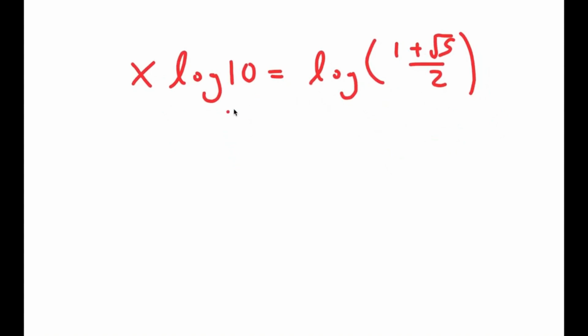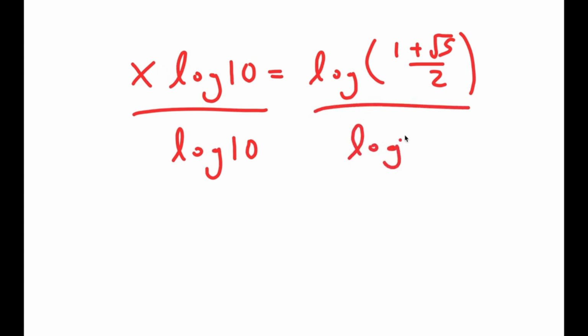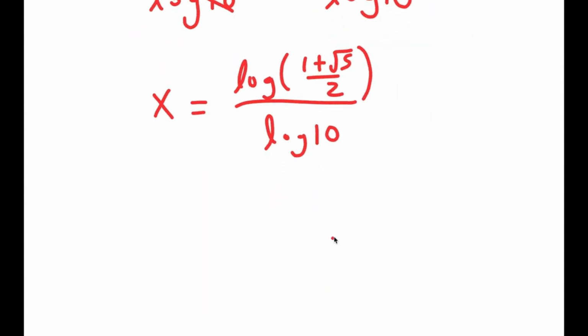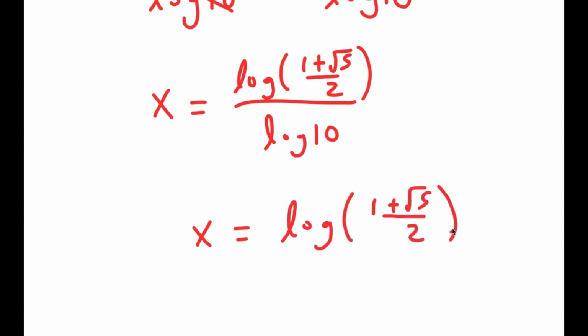Now, I'm going to divide both sides by log 10 because we want to isolate x. So these two cancel out, and I get x is equal to log of 1 plus the square root of 5 over 2 over log 10. Now, if you already didn't know, log 10 is equal to 1. So x is simply equal to log of 1 plus the square root of 5 over 2.